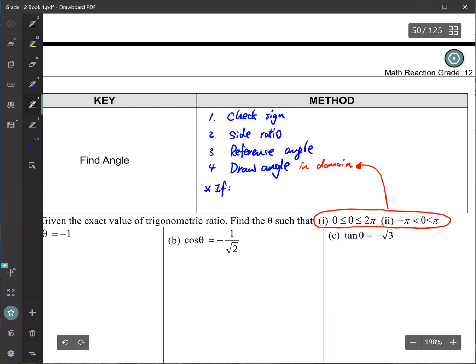If you are looking for ratio, they don't need to give you domain because they already tell you the angle, so it's fixed. But if you are looking for angle, then you have to make sure you look at the domain. Otherwise, you don't know what angle they want. So draw angle in domain. You need to add that in, all right? The if is for later, okay? We'll fill that in later.